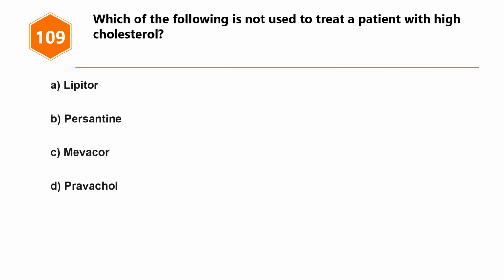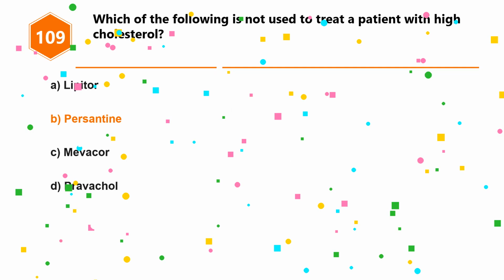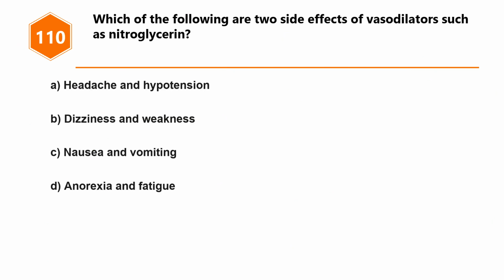Question 109. Which of the following is not used to treat a patient with high cholesterol? Option A. Lipitor. Option B. Percentin. Option C. Mevacor. Option D. Pravachol. The correct answer is option B. Percentin.